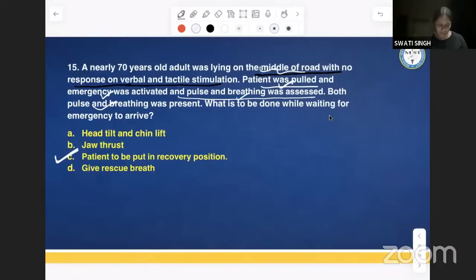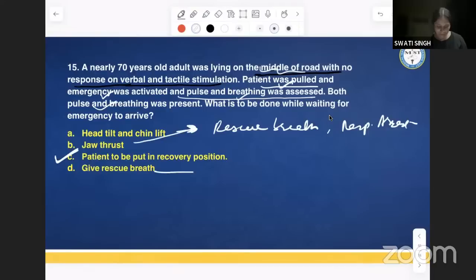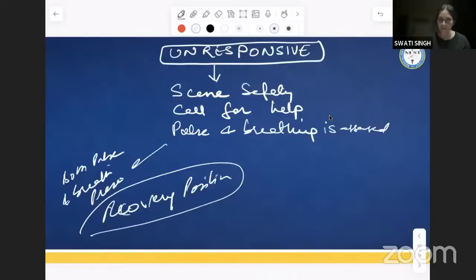Okay. Now head tilt and chin lift. When will we do this? We will do this if we have to give rescue breath. That is when the patient is in respiratory arrest. When the patient is not breathing, only pulse is present. So all these are done when we have to give rescue breath. If both are present, we have to put the patient in recovery position. Okay, so remember this chart.